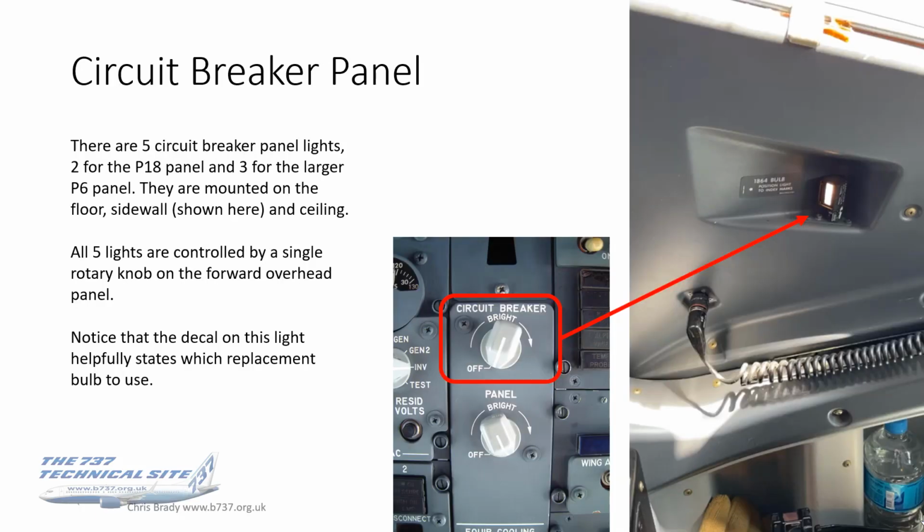The circuit breaker panel has got its own illumination. There are 5 CB panel lights, 2 for the P18 panel and 3 for the larger P6 panel, and they're located on the floor and the sidewall, the sidewall that I've shown there, and also on the ceiling as well. All 5 are controlled by a single rotary knob on the forward overhead panel, and notice the decal on that light helpfully states which replacement bulb to use. So you've got an 1864 bulb written on there for changing them.